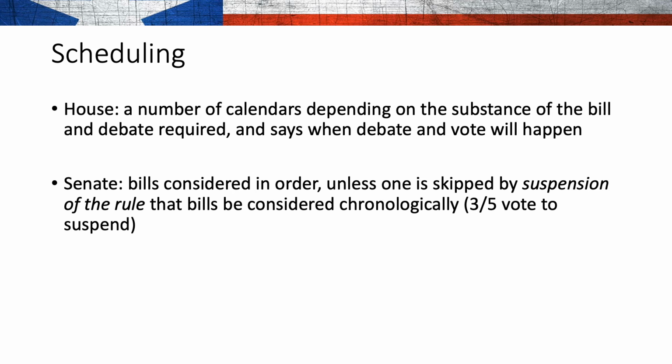As far as scheduling committees go, there is a House scheduling committee that has a bunch of different calendars depending on the substance of the bill and the debate that's required. The different House calendars kept by the scheduling committee say when a debate and a vote will happen. Because if the scheduling committee does not schedule a bill for debate or vote, then it's dead. It's never going to be passed and become a law.